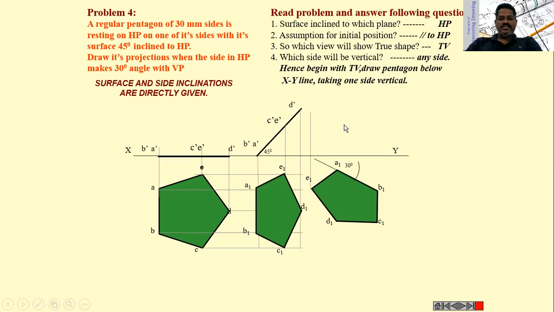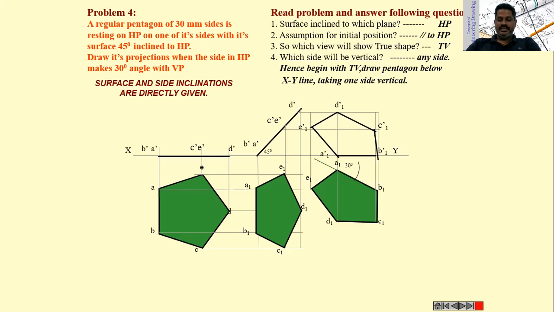Then project all these points to get the front view when one edge is 30 degrees with the vertical plane, and project all these points in the front view of this step 2 and top view of this step 3. Then get the points and join all those points to get the top view when one side of the pentagon is 30 degrees with the vertical plane, and name all those points as A1 dash, B1 dash, C1 dash, and D1 dash.